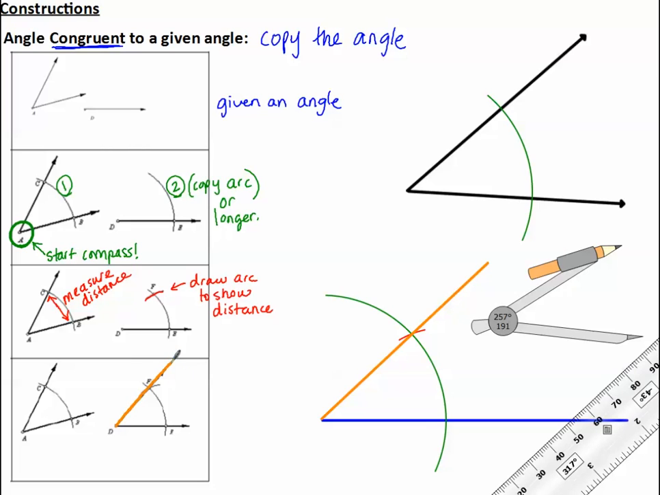So last step, draw that last side. Draw the second side through the intersection. And you've got it.